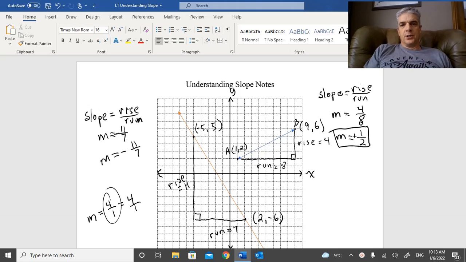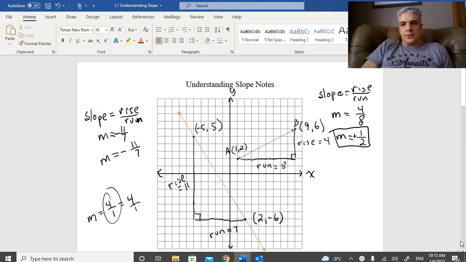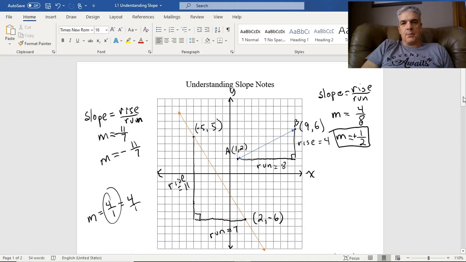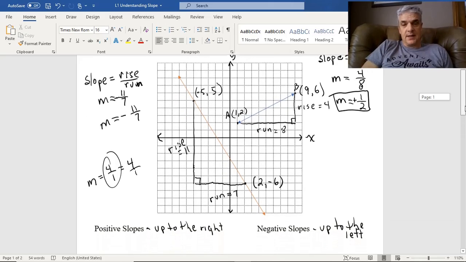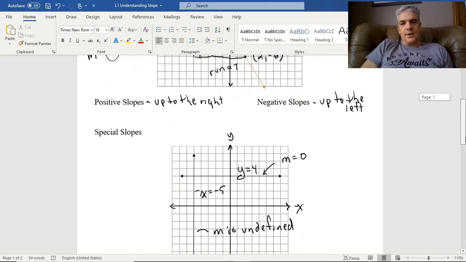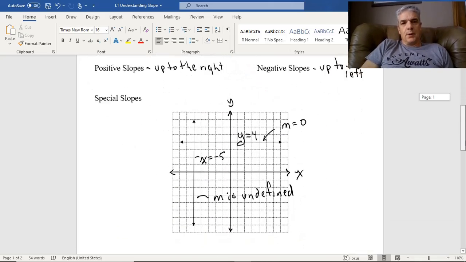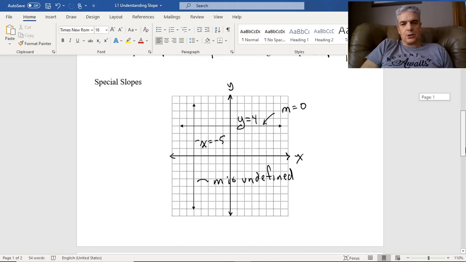This is part two of Understanding Slope Notes, and right now on the screen in front of you is the lesson I did on part one. If you are interested, you can go look up in my LewTube videos for Understanding Slope Part 1, where I go over all this stuff about slope, positive slopes, negative slopes, and special slopes.